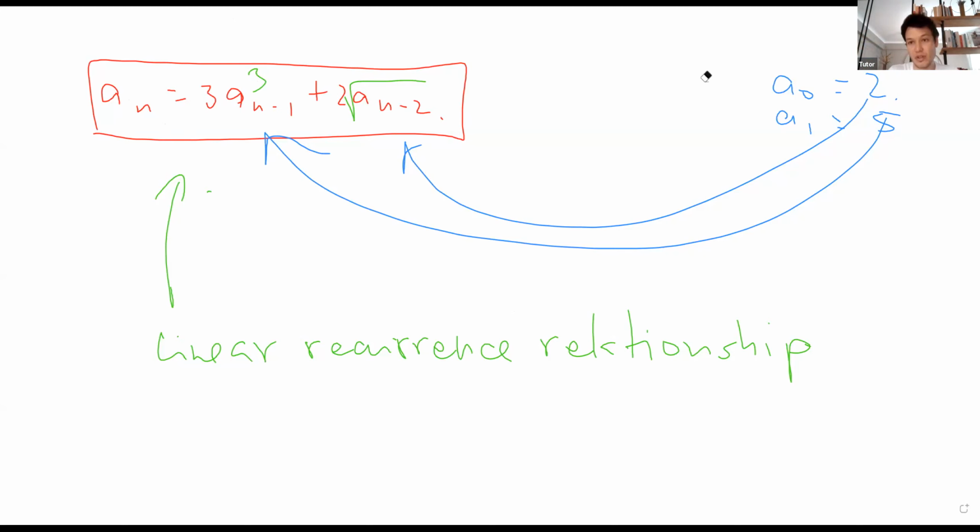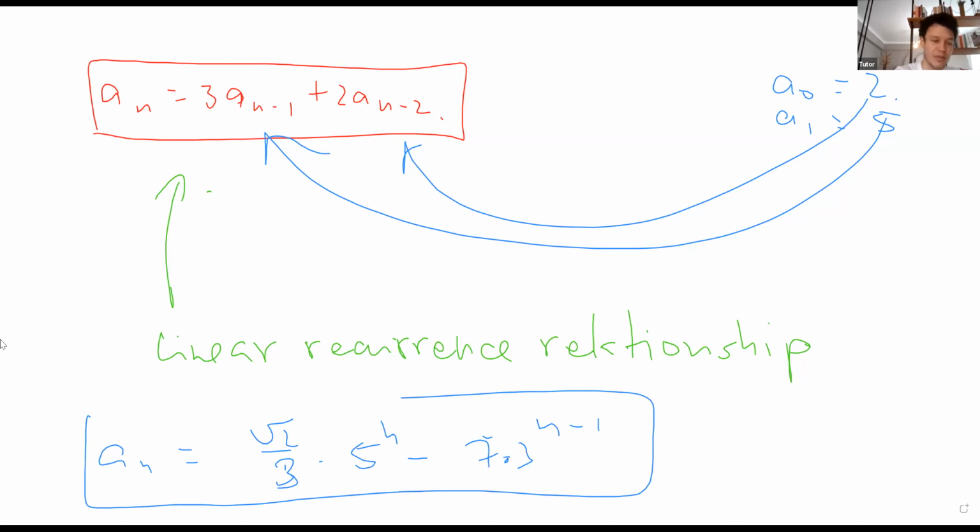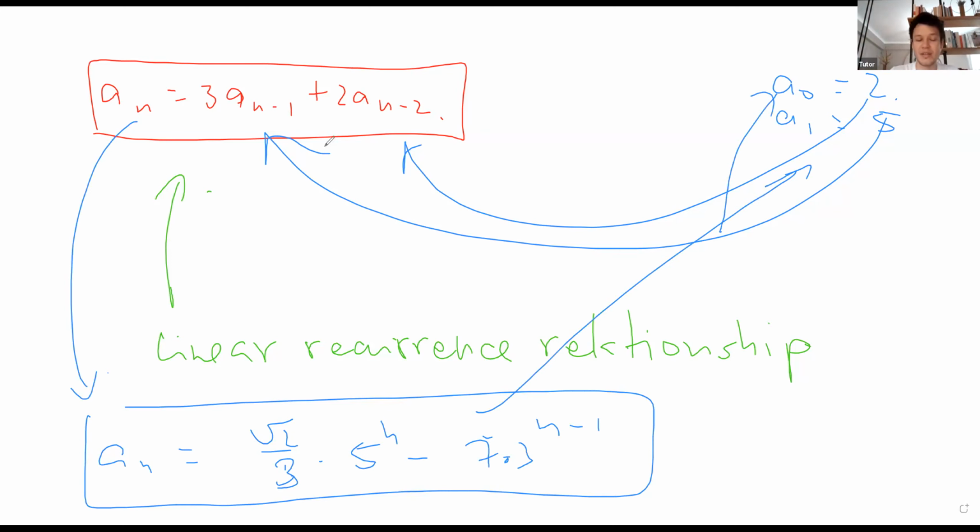Okay, so what can we do with this linear recurrence relationship? Well, we can solve it. And normally what we want to do is find the formula. For example, I want to figure out what is going to be the formula for a_n. So ideally, I'd find a formula like this, that a_n is, I don't know, maybe the square root of 2 over 3 times 5 to the power n minus, for example, 7 times 3 to the power n minus 1. If I were to get this formula, and this thing satisfies the recurrence and the starting conditions, then this is great.